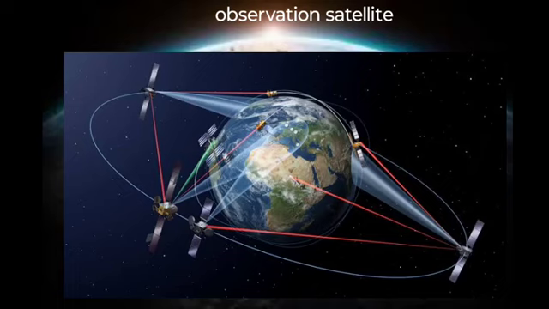Third, observation satellites. Observation satellites help to observe many features of the Earth's surface. Satellites are also used in the field of surveillance.